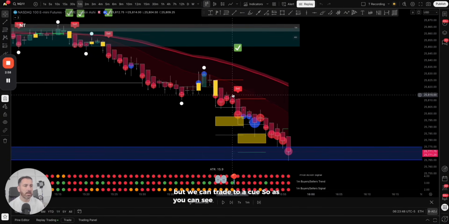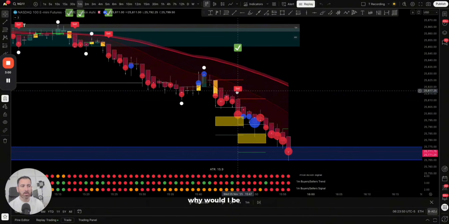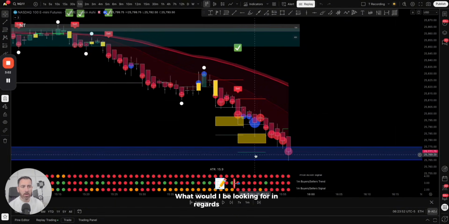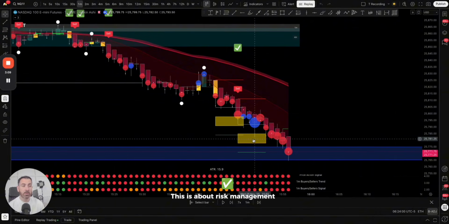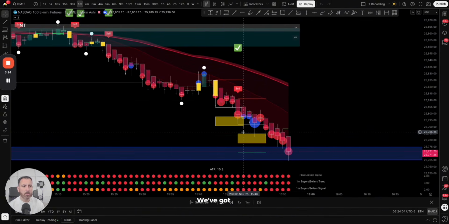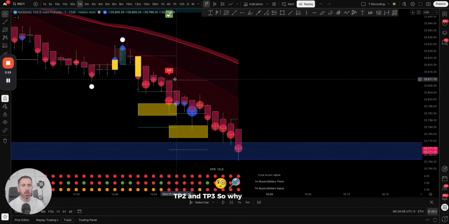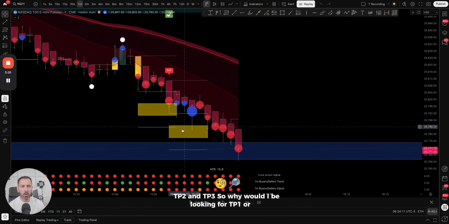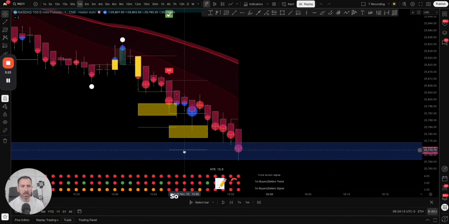As you can see from the sell signal here, what would I be looking for in regards to targeting? This is about risk management as well. We've got our entry point, we've got our TP1, TP2 and TP3. So why would I be looking for TP1 or TP2 and maybe not TP3? The answer is TP3 here is already in the queue, and with the queue being such an important level, we would be a little bit conscious that price can come and touch this, reject out of it and go in the other direction.